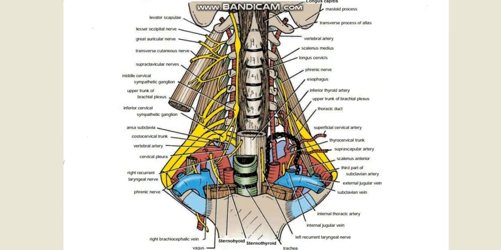So inferior cervical ganglion and first thoracic ganglion, inferior cervical ganglion somewhere here, first thoracic ganglion somewhere here below. The two may fuse to form the cervicothoracic ganglion or the stellate ganglion.